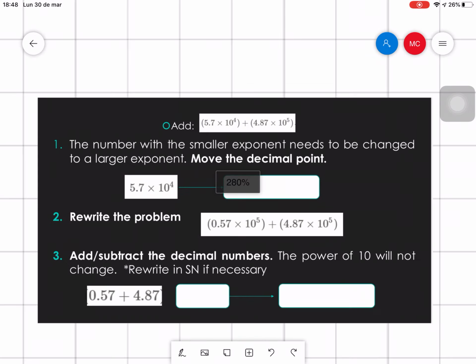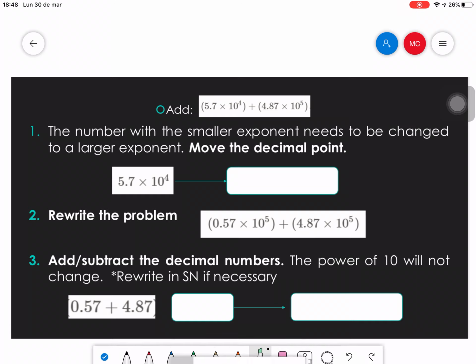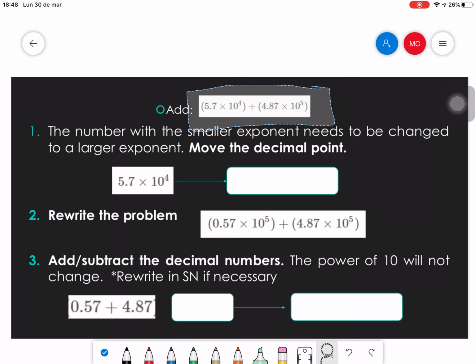We are going to start explaining based on an example. It says, add 5.7 times 10 to the 4th power plus 4.87 times 10 to the 5th power. I'm sure that you have seen additions like that, and you have seen numbers written in scientific notation like that. The thing is that you hadn't seen this mixed. That's the problem with this; I am sure you had never worked with these two topics mixed. So pay attention. Step number 1.